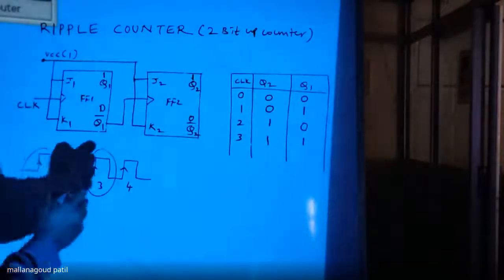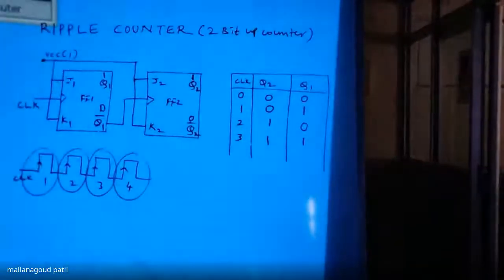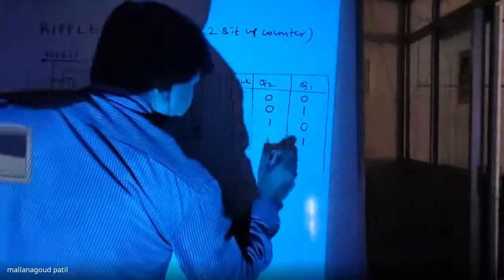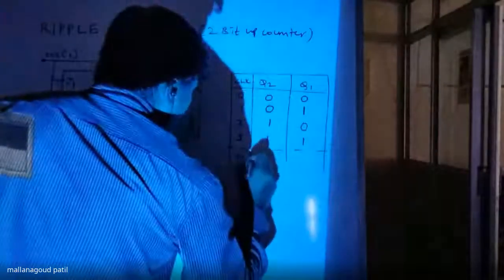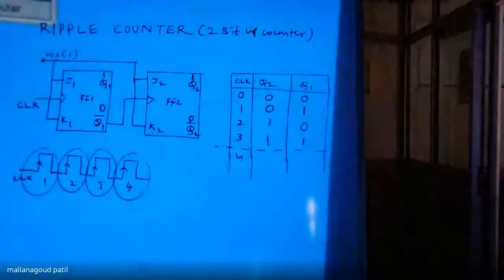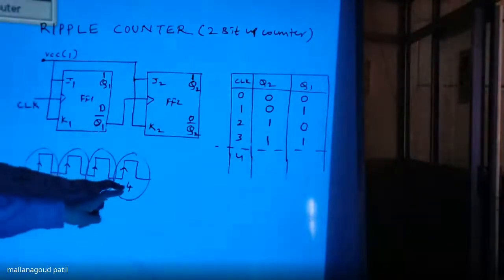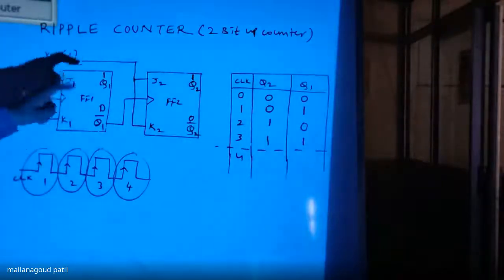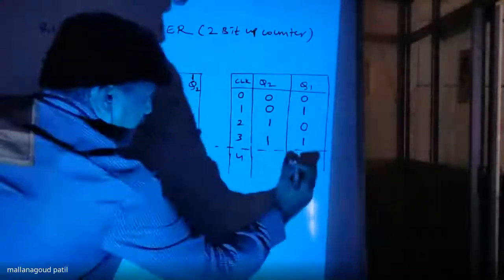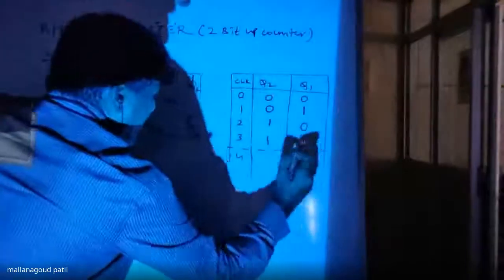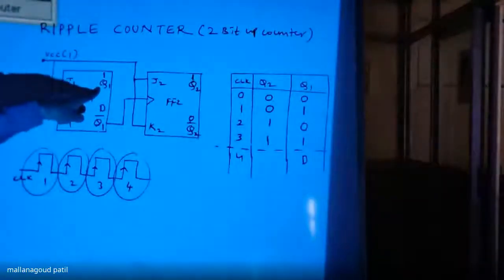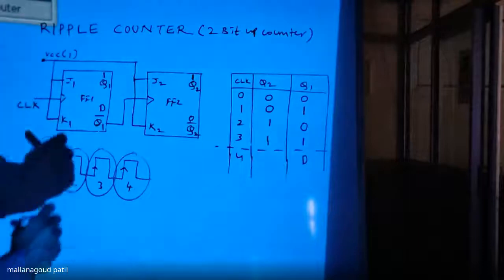Next, I can go for clock 4. I can make a dotted line here. Then I go for the fourth clock. Flip-flop 1 triggers because the fourth clock is applied. When flip-flop 1 triggers, what was Q1? It was 1. It toggles, which means it will be 0.